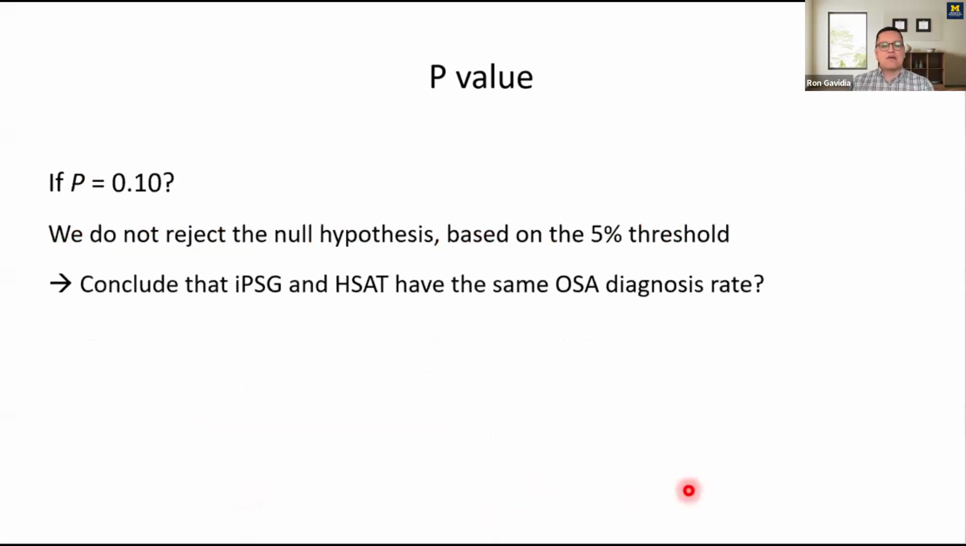And then what happens, for example, if we have a p-value of 10 or 0.10? With the previous one, we rejected the null hypothesis that said there was no difference between the two, because there was a difference. But if we get a p-value of 0.1, we do not reject the null hypothesis based on the 5% threshold that we already have, and we conclude that the PSG and the home sleep apnea test have the same OSA diagnosis. The question is, if we have a p-value of 0.10, can we conclude that the PSG and the home sleep apnea test have a different or the same diagnosis rate?